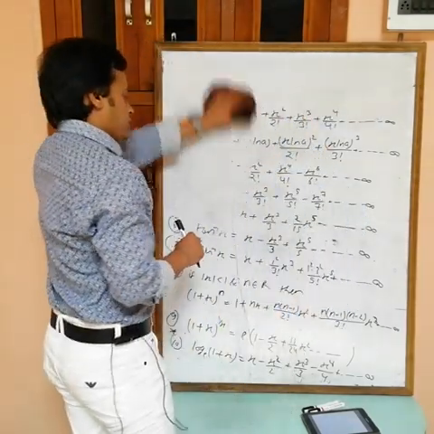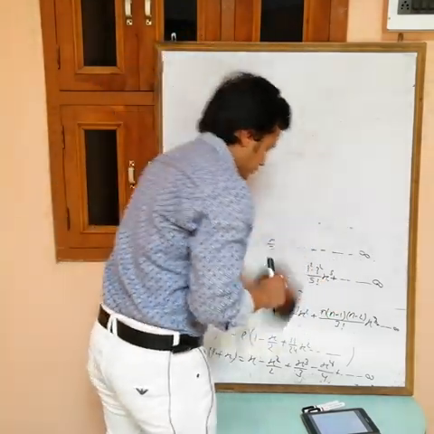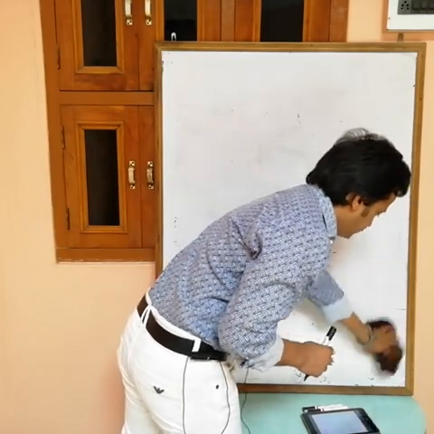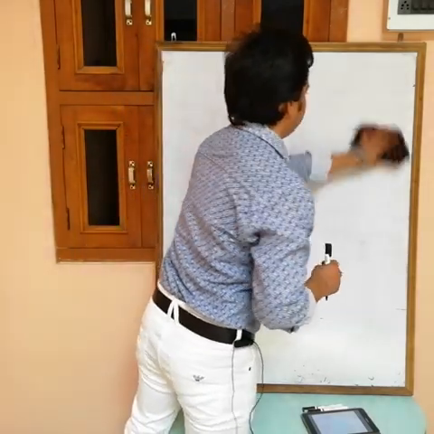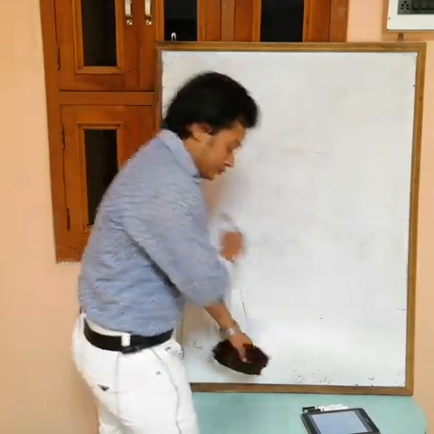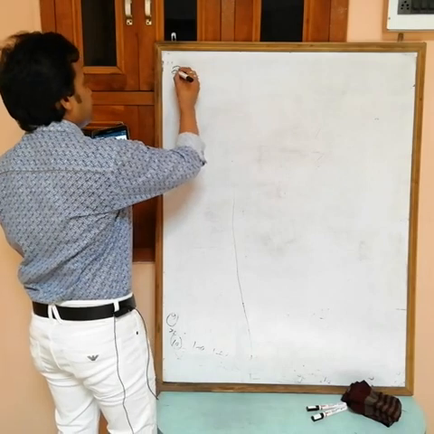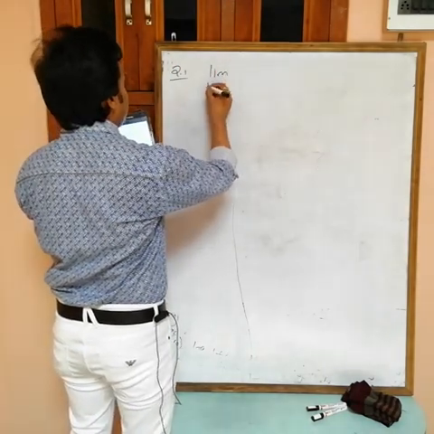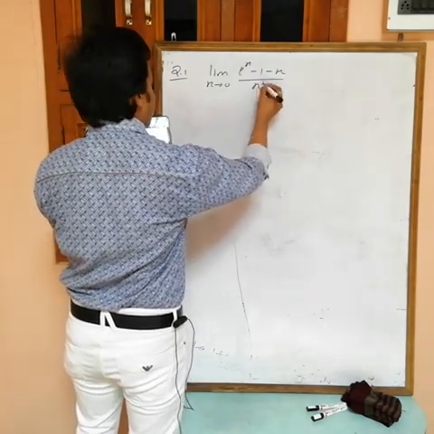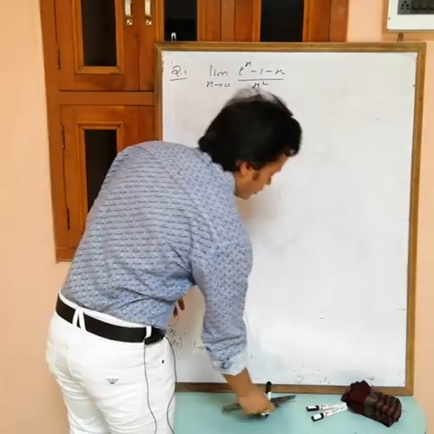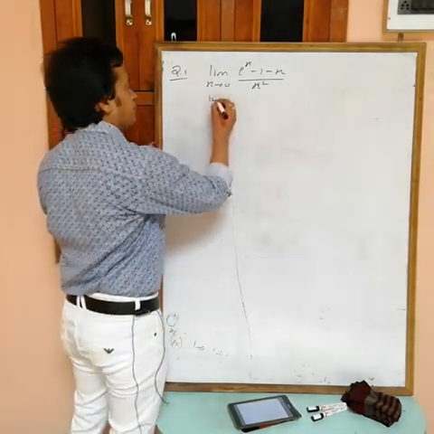Now we will take questions based on expansion of functions. Okay, so first question: find the limit as x tends to 0 of e power x minus 1 minus x, divided by x square. Now you can solve this question by using L'Hopital also, but here I will use expansion.